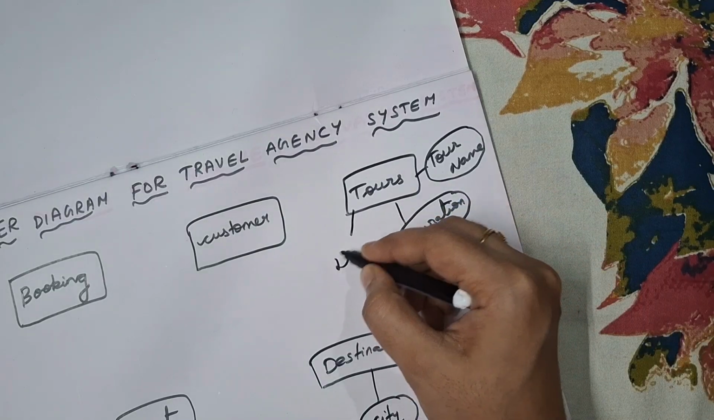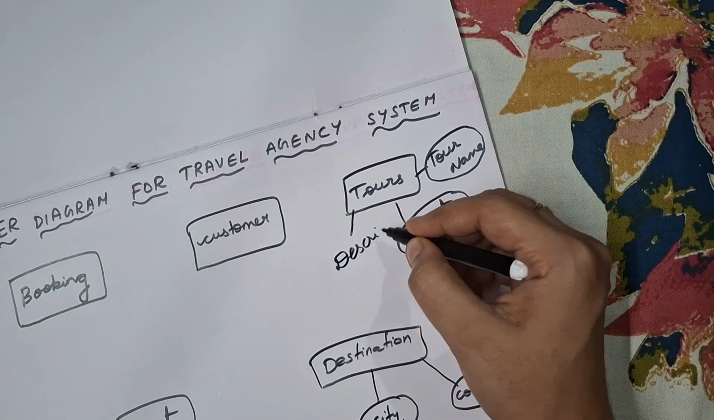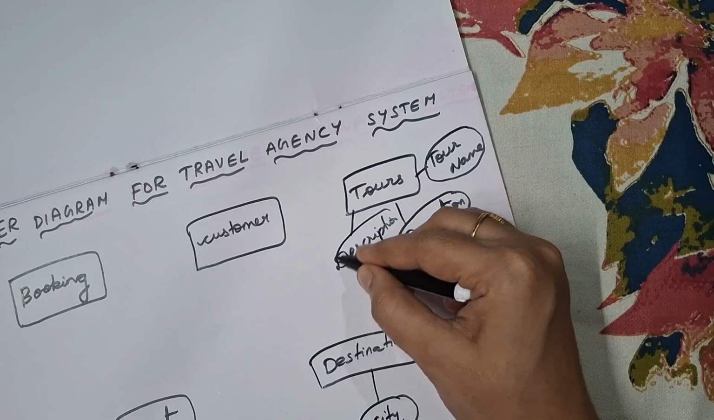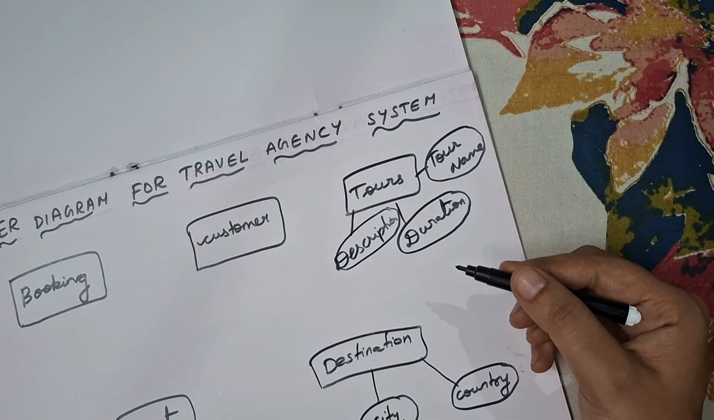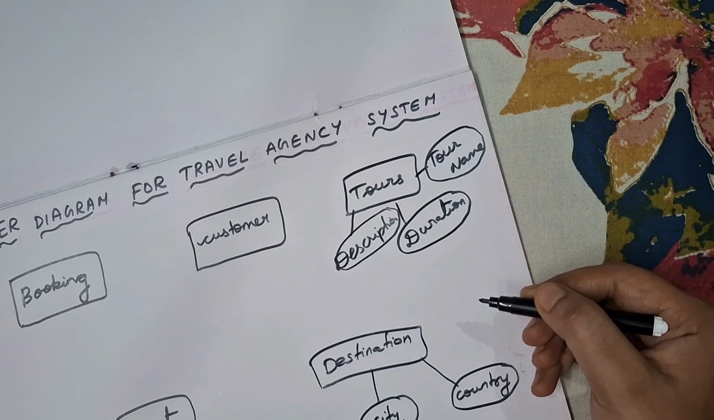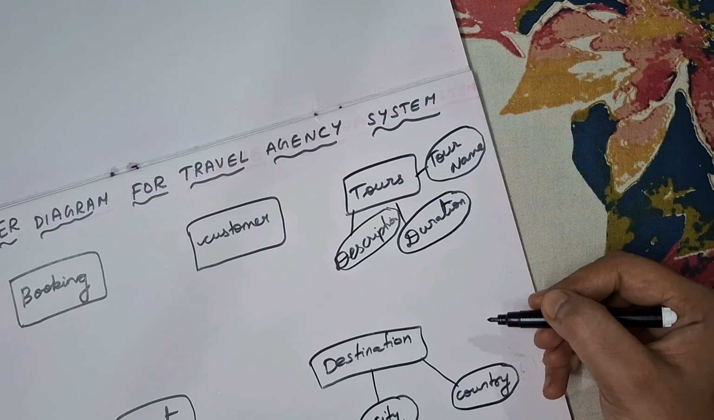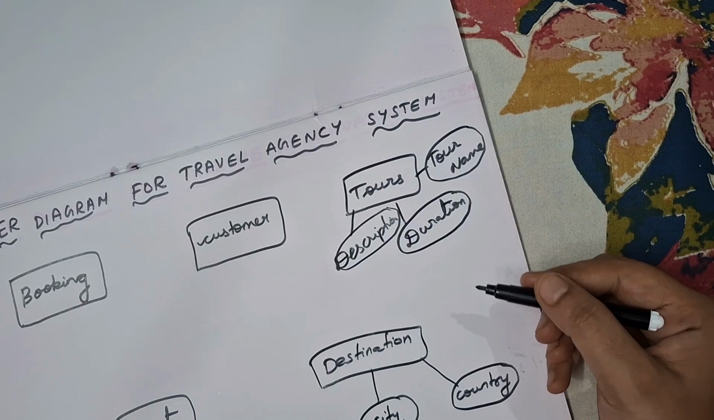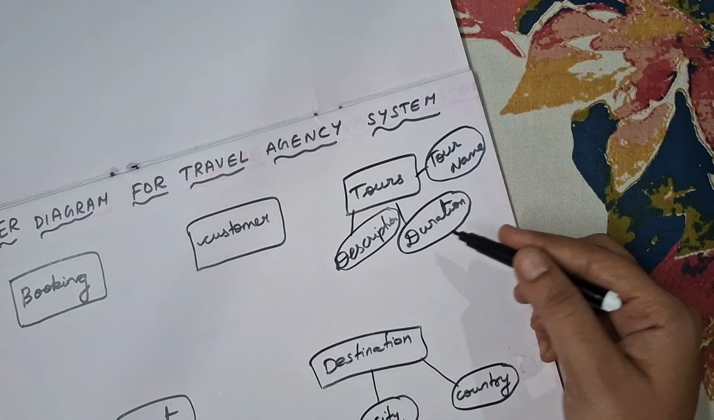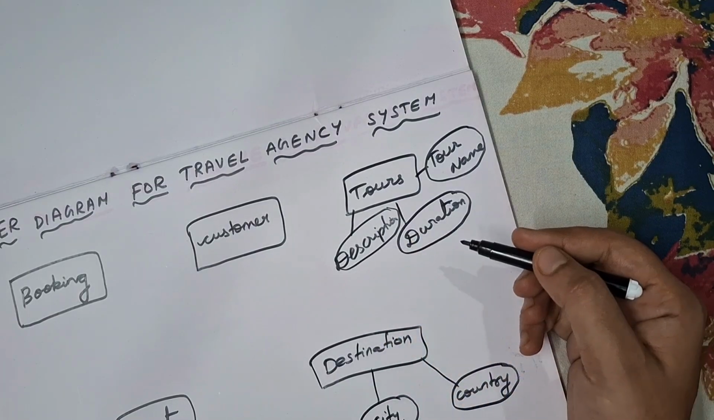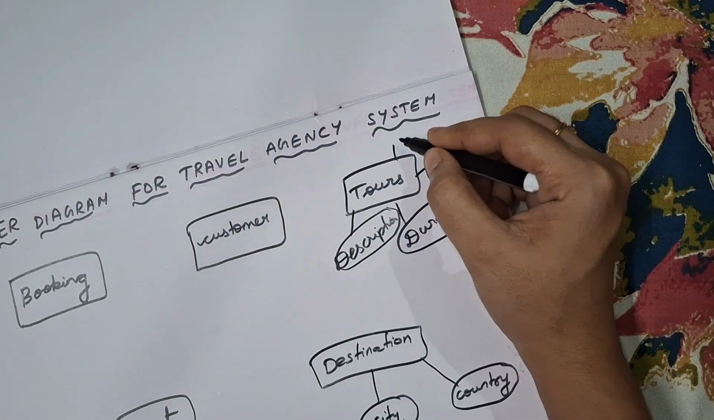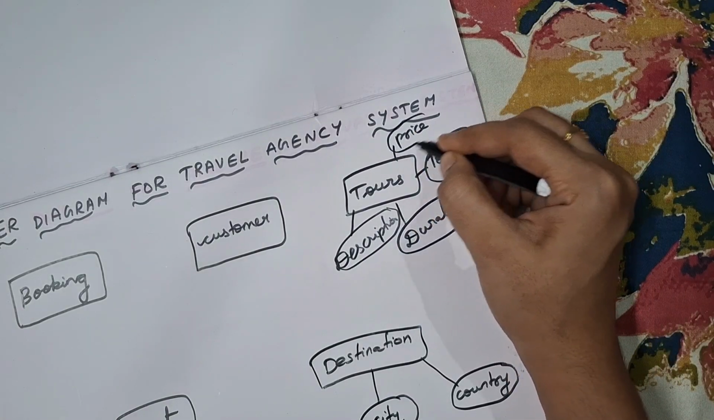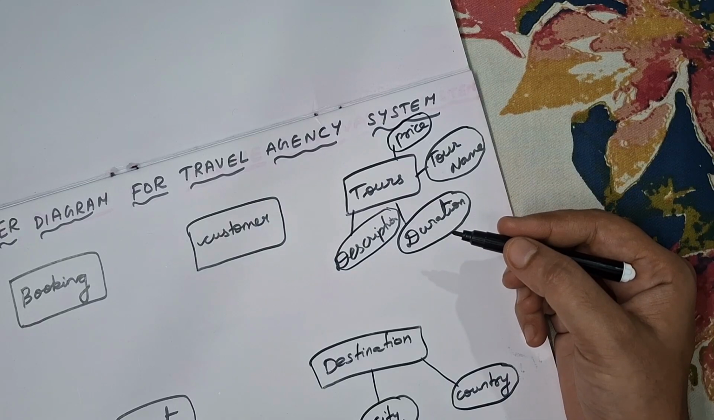Next is the description. Description about the tour. Description in the sense to which all places you will be going. On the first day, to which all places you will be visiting. On the second day, which all places you will be visiting. In which hotel you will be staying. All of those details will be there. What is the price detail? Everything will be there in the description. So that is an important attribute. Next, the price details. What is the price of the tour package? That is an important one. Very important one.